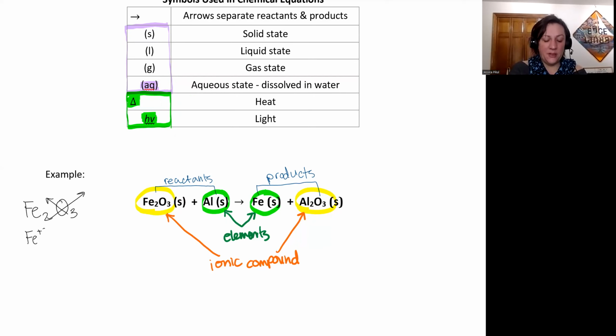My iron has a +3 charge, and my oxygen has a -2 charge. These balance out to form 2 iron atoms and 3 oxygen atoms. Remember, our subscripts in our chemical formulas are telling us the number of atoms within our molecule. So we will have iron oxide.